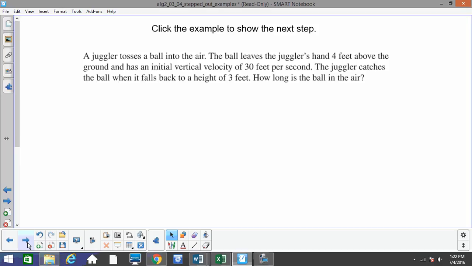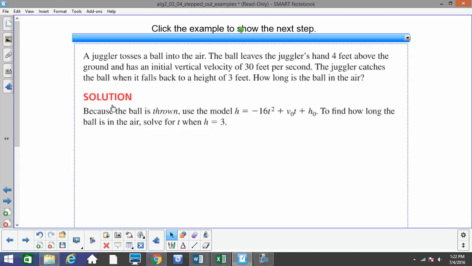So, word problem. A juggler tosses a ball into the air. The ball leaves the juggler's hand 4 feet above the ground and has an initial velocity of 30 feet per second. The juggler catches the ball when it falls back to a height of 3 feet. How long is that ball in the air? If you need to, make a picture. Negative 16t squared plus the initial velocity times time plus the initial height. I think we've used that formula before. That one should be one that you have someplace in your notes.